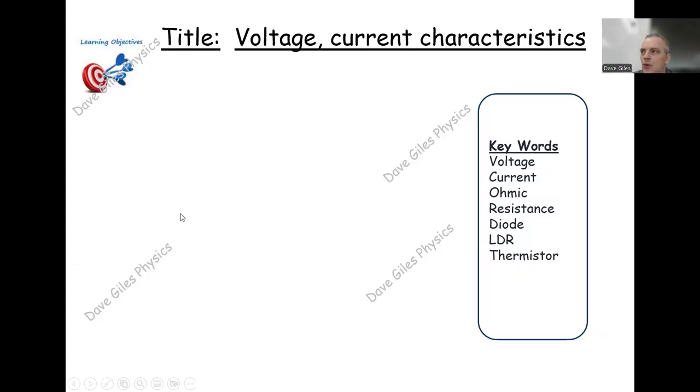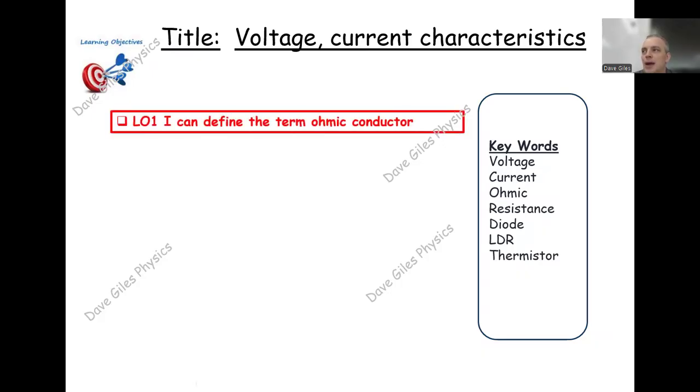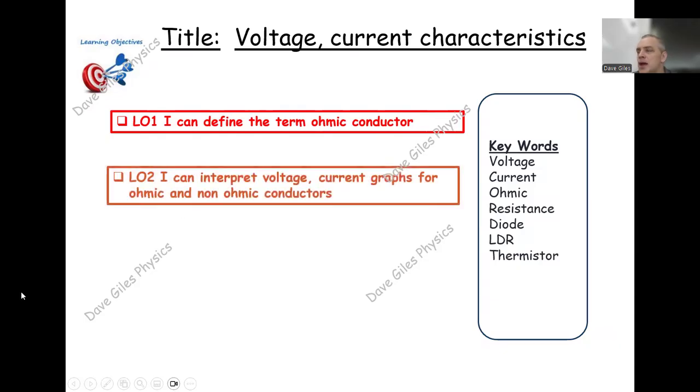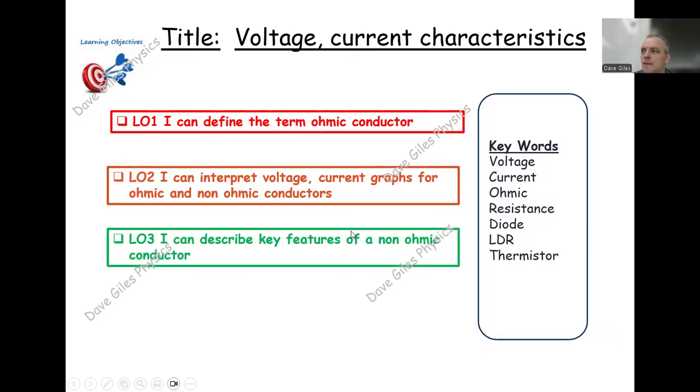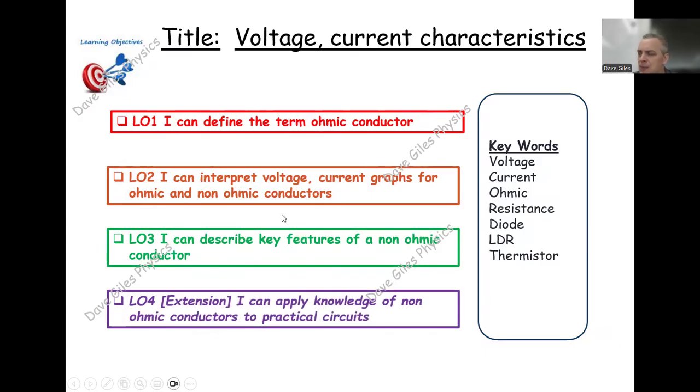Today we are looking at voltage and current characteristics, or we could say we're looking at non-ohmic conductors. First of all, we need to define what is meant by an ohmic conductor before we can look at non-ohmic conductors. Interpret voltage-current graphs for ohmic and non-ohmic conductors. Describe key features of a non-ohmic conductor and apply knowledge of non-ohmic conductors to practical circuits.